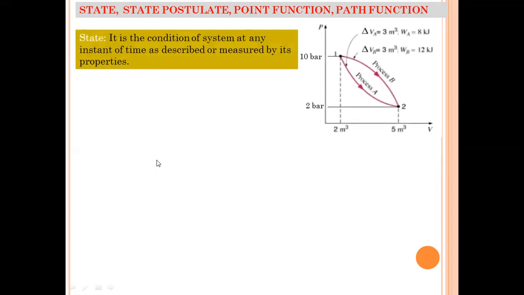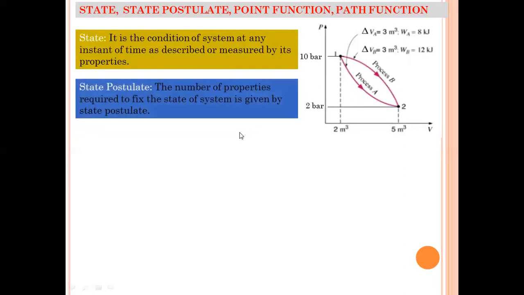Here the system changes from state 1 to state 2 by following two different paths, path A and path B, right? And to define the state of this system, the number of properties required to fix the state of the system is given by the state postulate. Here we can define state 1 by two properties, right?